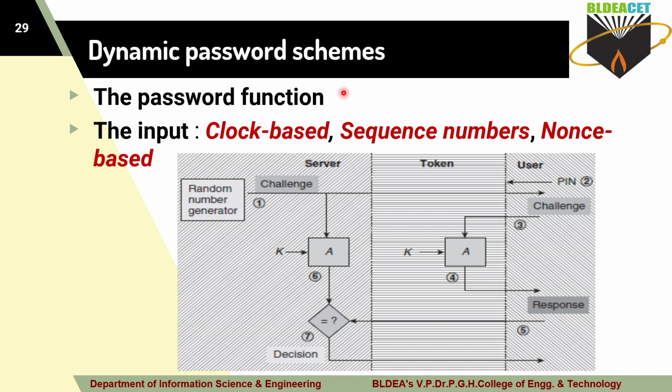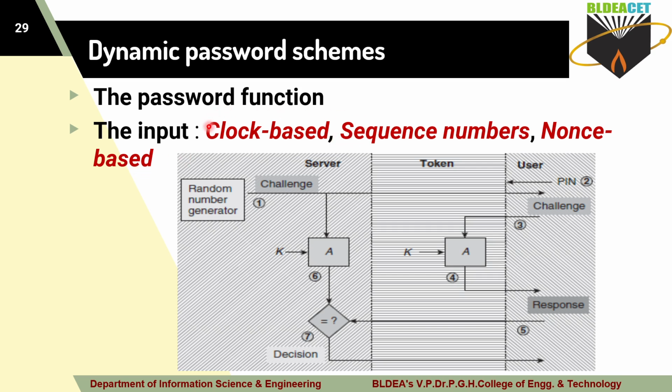To prevent such problems, here you are using the dynamic password scheme, and you are not using that password as it is; dynamically you are changing that password with the help of a password function. And to prove the freshness of the password function, you use any one among three mechanisms: the clock based freshness mechanism, the sequence number freshness mechanism, or the nonce based freshness mechanism.